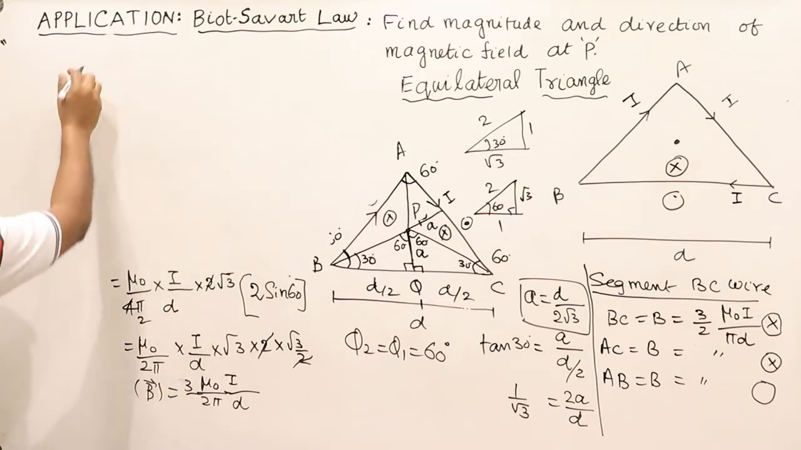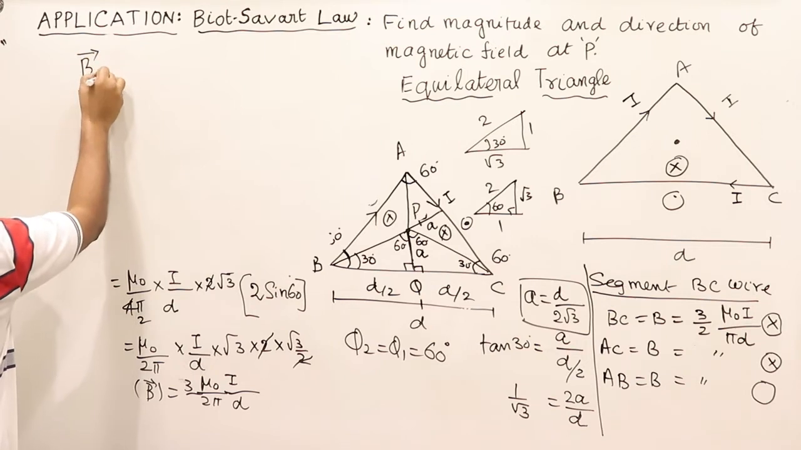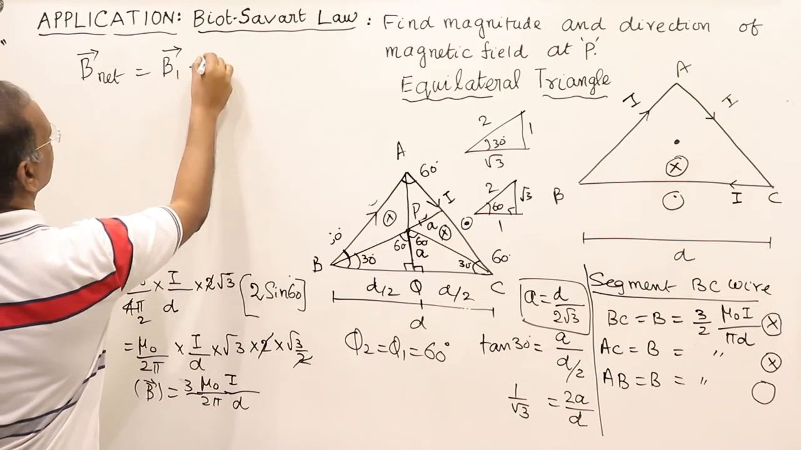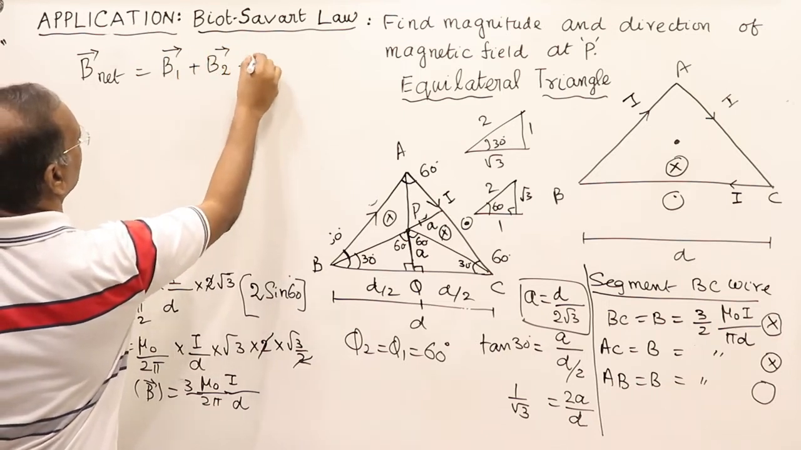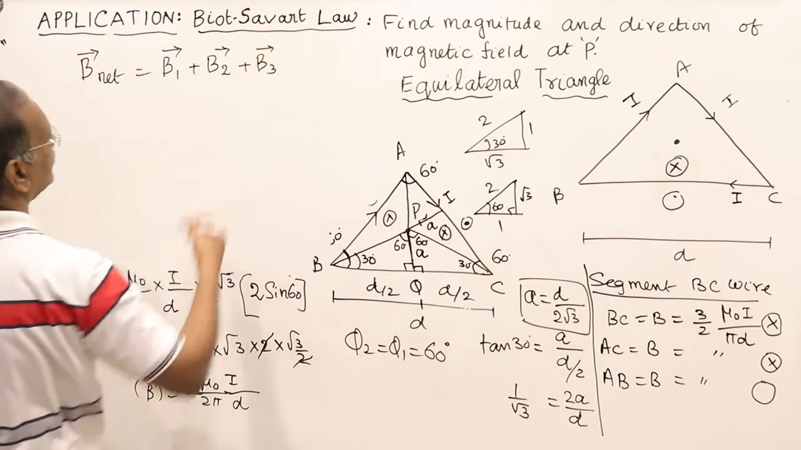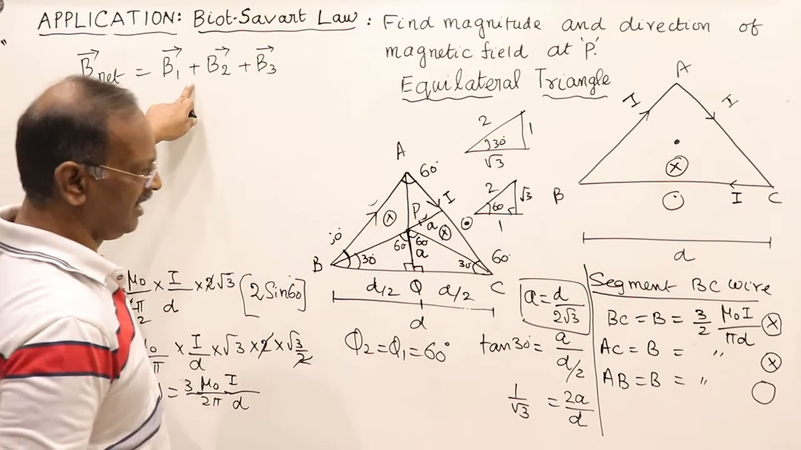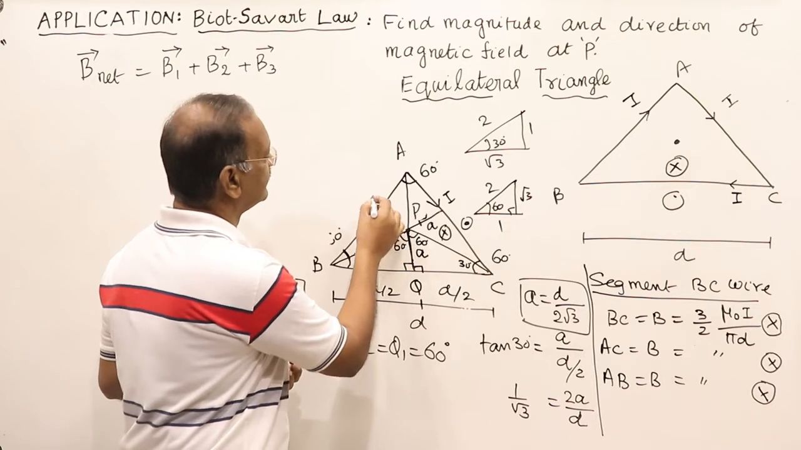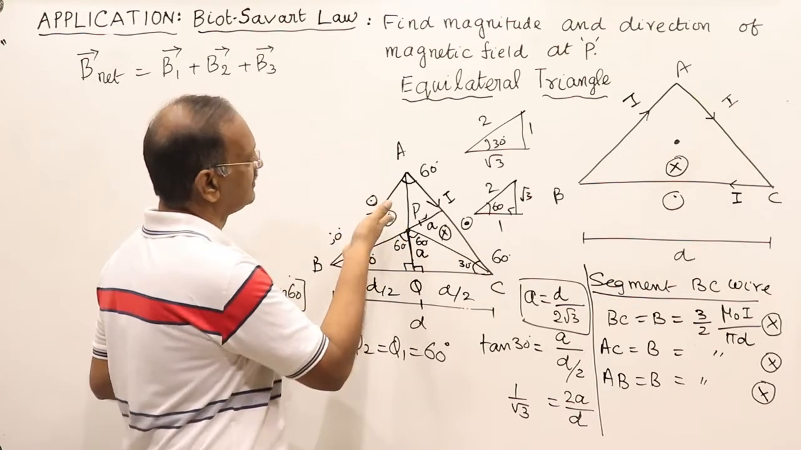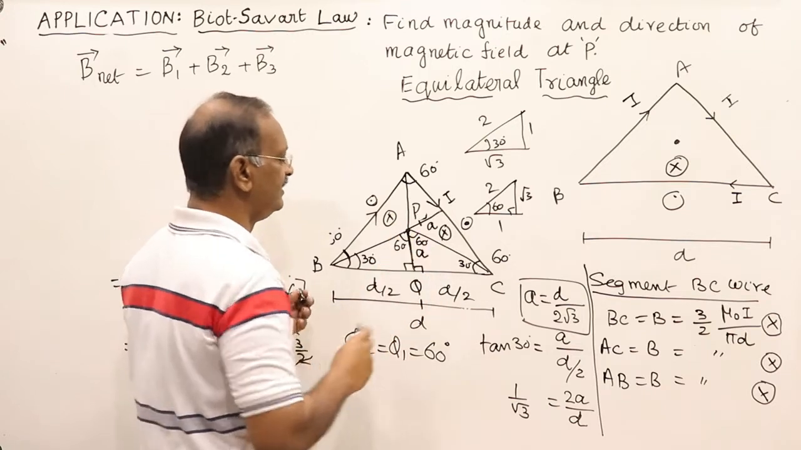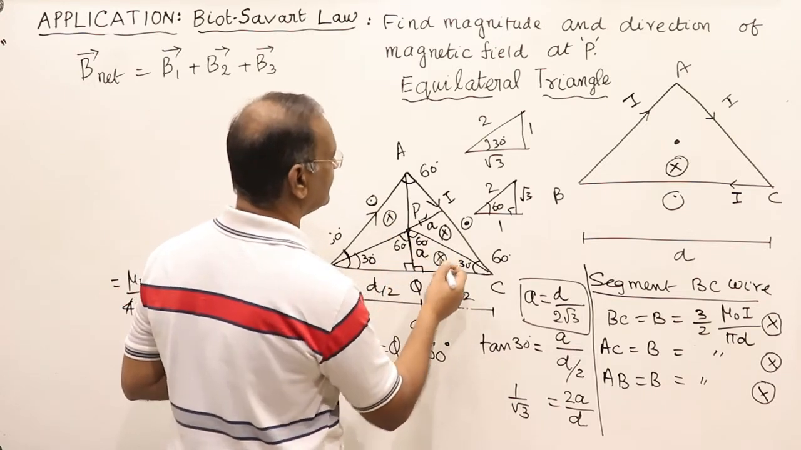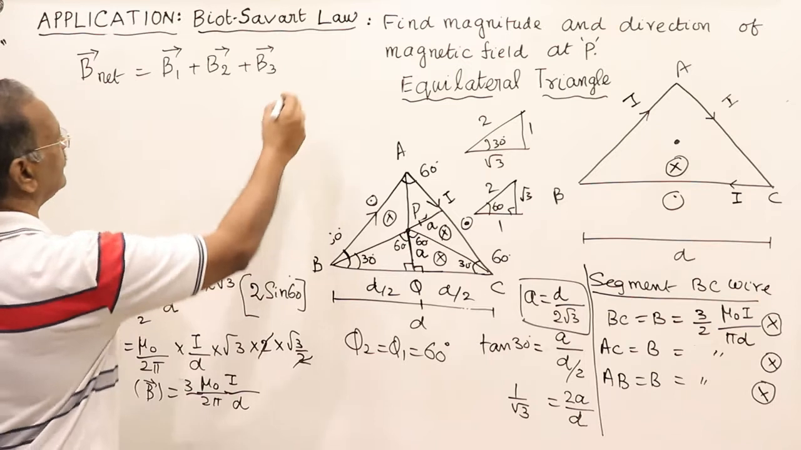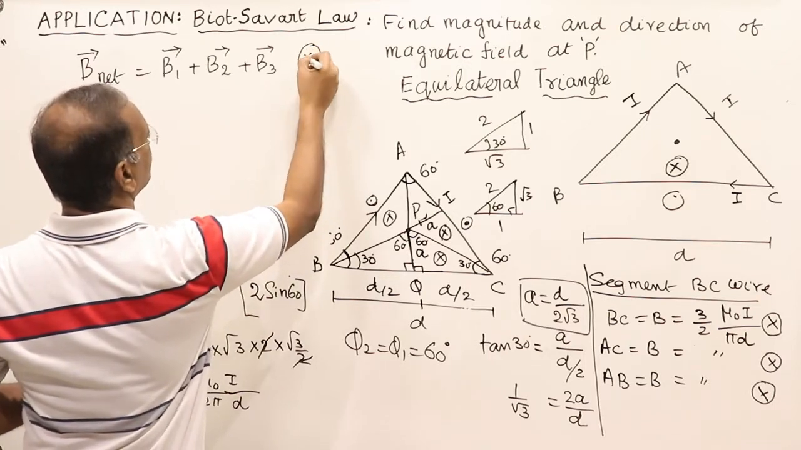The net magnetic field is equal to B1 plus B2 plus B3. Here this may be plus, this may be minus, but all are in the same direction. The magnetic field for this section is inside, here also inside, here also inside. Due to this one inside, due to this inside at point P. So all are inside, which means the net field will be inside only at P.